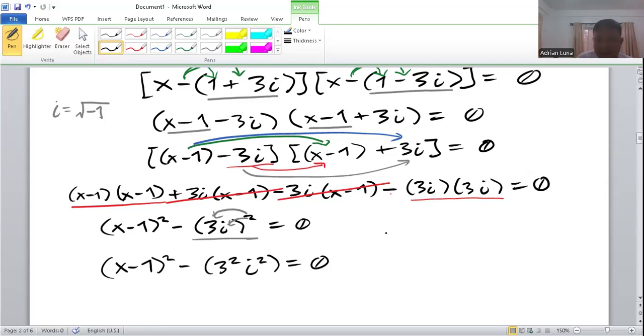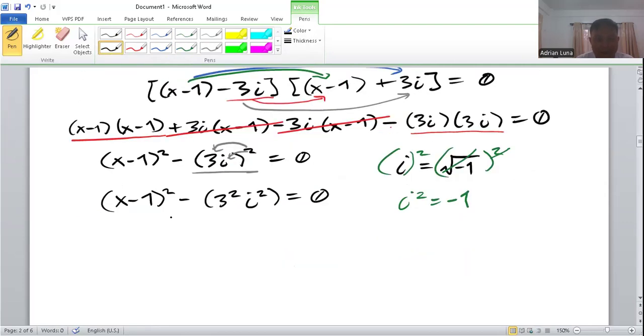And gamitin ko to as scratch, kung I is equals to the square root of negative 1, if we square that, I squared, ni-raise natin to squared, so magiging I squared. Ito magka-cancel. So magiging -1. That's why yung susunod is the quantity of x minus 1 squared minus 3 squared is 9 times -1 is equals to 0.